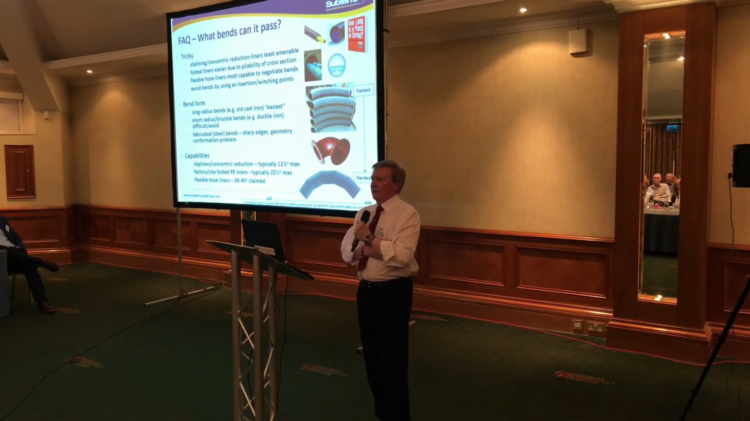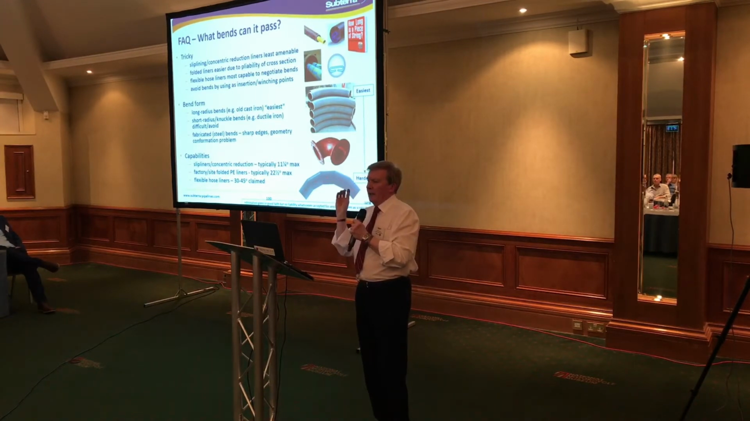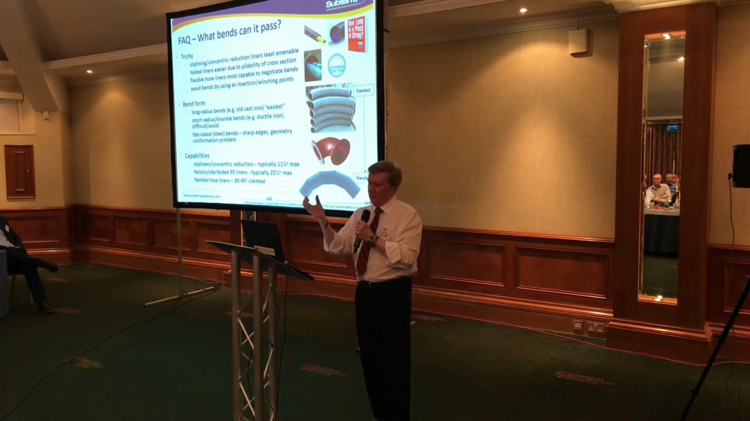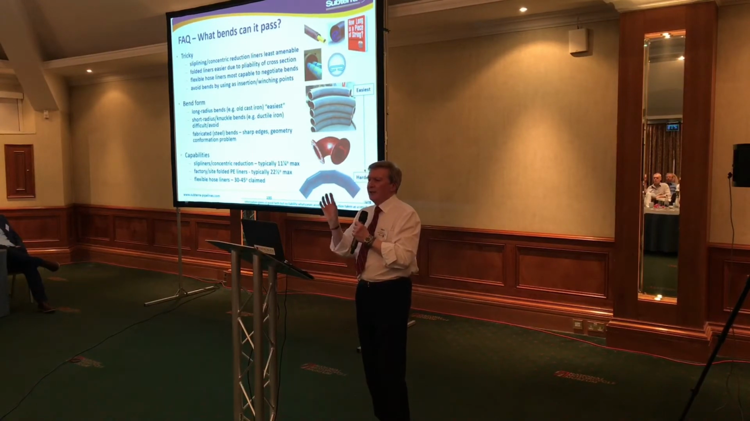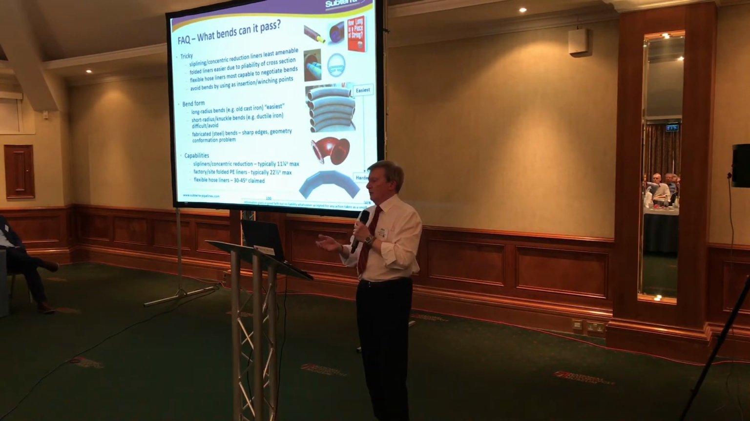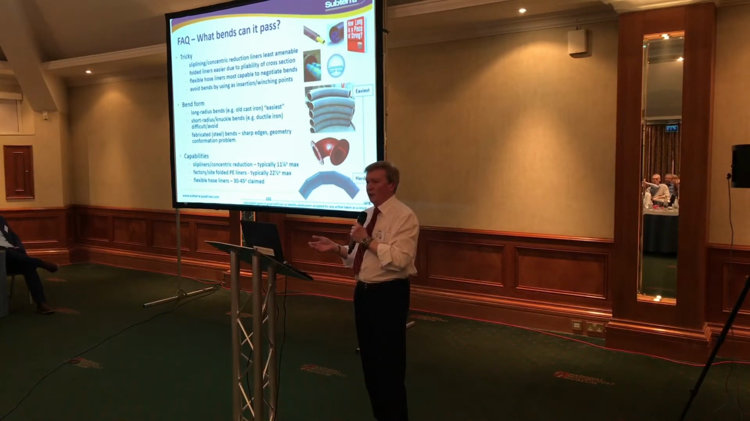What bends can you get round? That's rather tricky. Slip lining and concentrically reduced liner pipes are the least amenable to getting round bends, and that's because of the stiffness of the cross-section. It's very difficult to urge that round the bend. Folded liners are easier because of that mirror plane that you've got in the liner pipe, and flexible hose liners are the easiest of all. But those rehabilitation contractors who are here will tell you that you try to avoid bends by using those as insertion or winching points. Take them out of the equation.